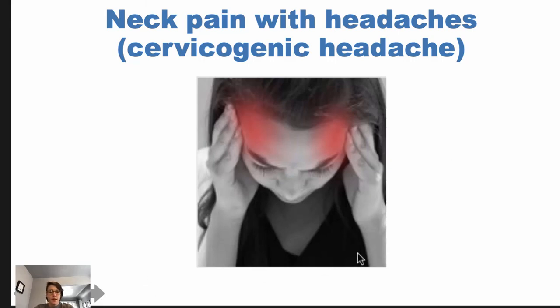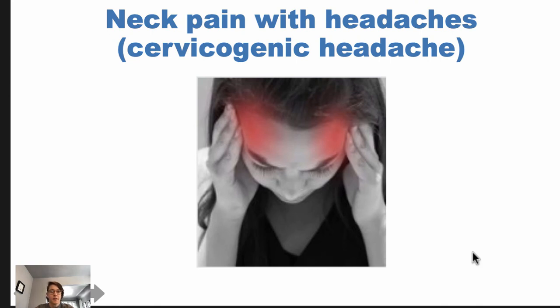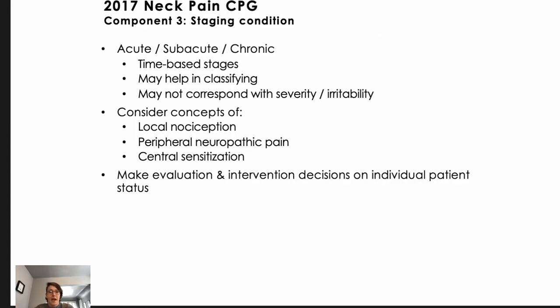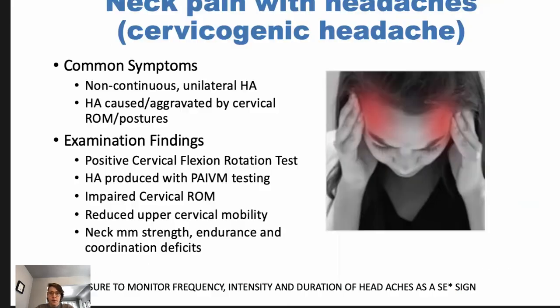Okay, so the last category that we're going to talk about here is neck pain with headaches, cervicogenic headache. So, this category is in your neck pain clinical practice guideline. You can see the common symptoms, expected exam findings. We'll go into a bit more detail. And then remember, you have to stage them next to be able to match them up with the most evidence-based interventions. And we'll go over those as well.